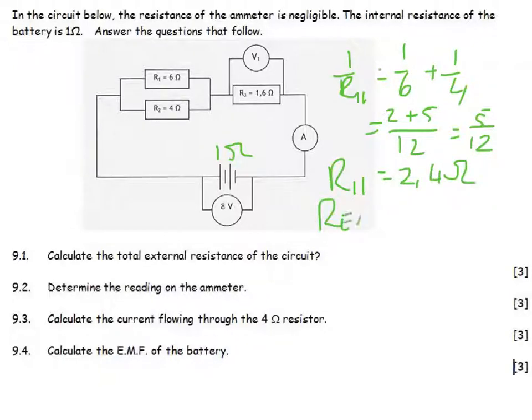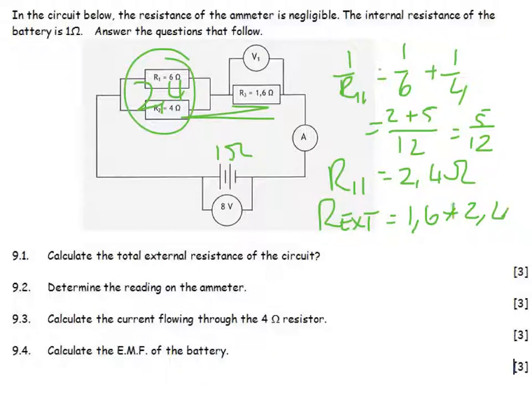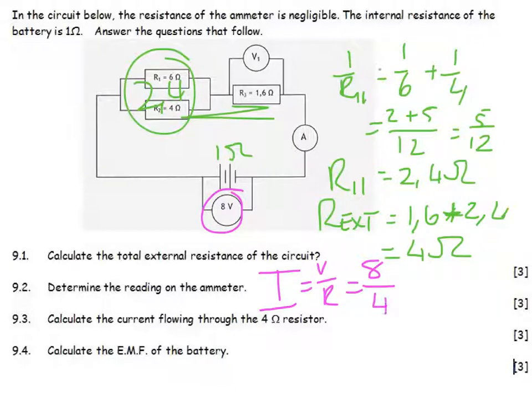R external, I'm going to have to add that and this together. So this is now 2,4. I land up with 1,6 plus 2,4. Sorry, that looks like a multiply, it's a plus. And I land up with 4 ohms externally. Determine the reading on the ammeter. My external potential difference is 8 volts. So I go I is equal to V divided by R. Total external potential difference over total external resistance, and I get 2 amps.